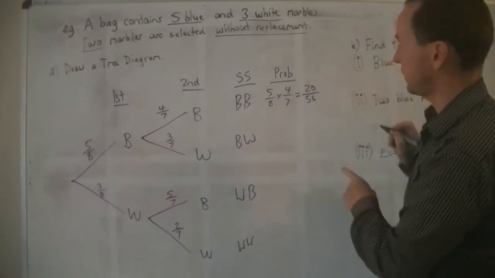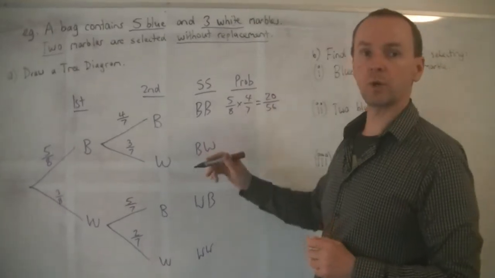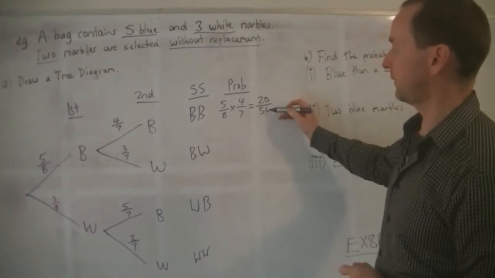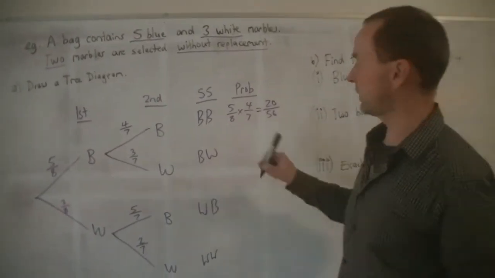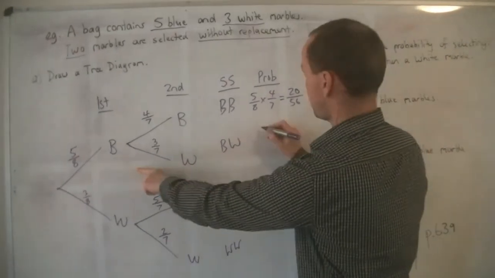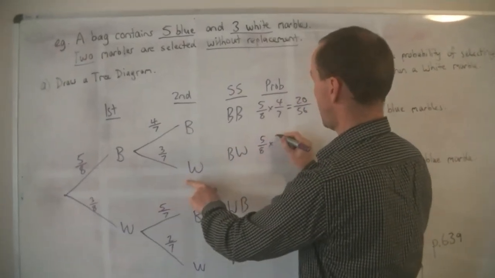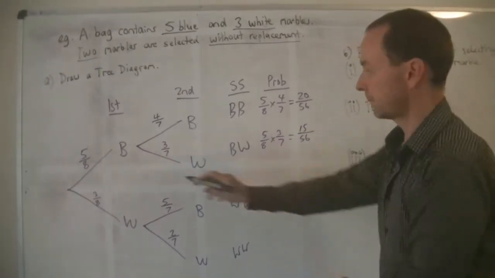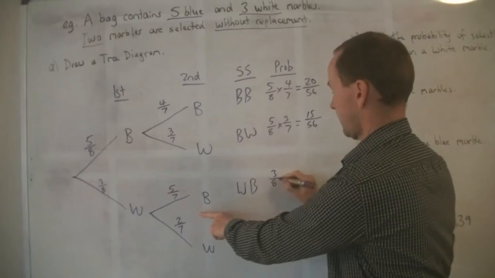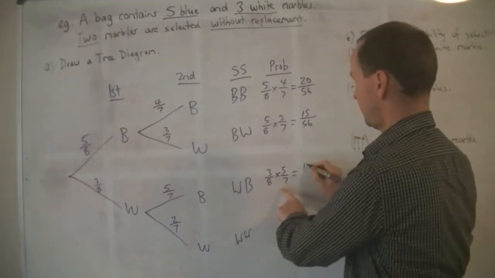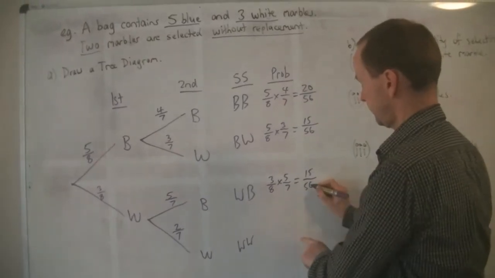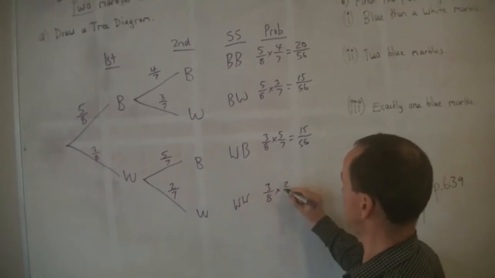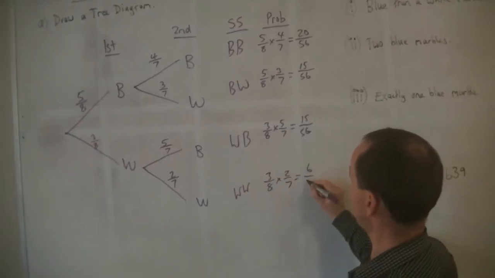Normally we say simplify. And maybe when you answer the question in words, simplify your answer then. But in this tree diagram, I would leave it like 56 because, we'll get to that in a minute, you might need to add them together. So the next one is 5/8 times 3/7. 5 3s are 15, 7 8s are 56. 3/8 times 5/7, which is 15, 7 8s are 56. And the last one, 3/8 times 2/7, which is 2 3s are 6 over 56.